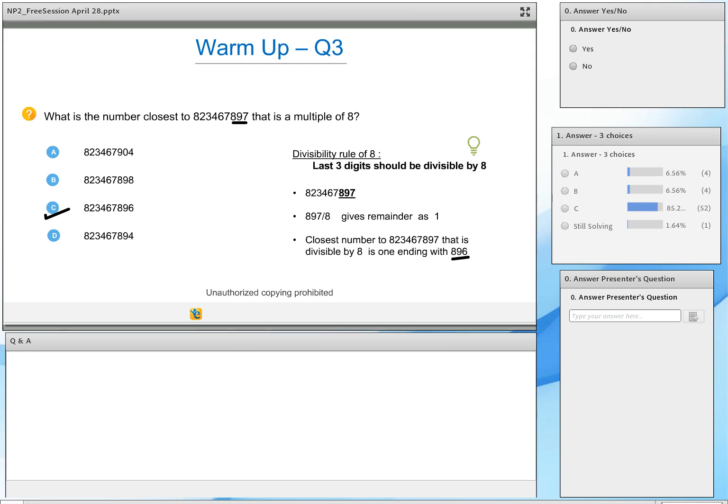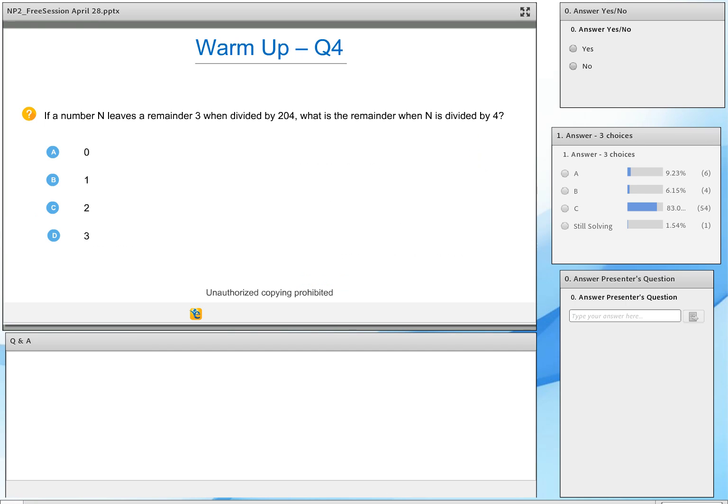So, relatively straightforward question. Let's come to our next question, question number 4. Now, this is where things get a little bit different. So, focus on this question very carefully.